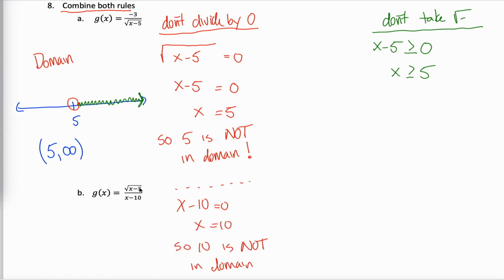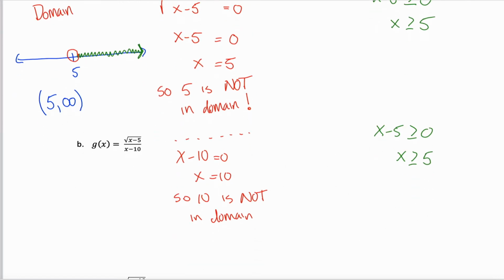But we also have to make sure that whatever is underneath the radical is not negative. So we need the x minus 5 that's underneath this square root sign to be greater than or equal to 0. We've already solved this inequality. Gives us that x is greater than or equal to 5. So now we want to incorporate both of these pieces of information into our answer.